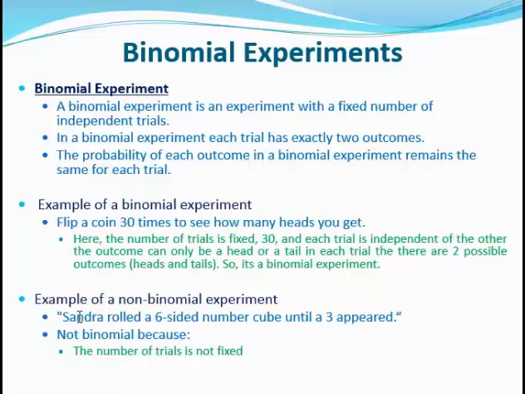What about this? Sandra rolled a six-sided number cube, in other words, a die, until a 3 appeared. Well, why is this not a binomial experiment? Now, of course, each roll is either going to get a 3 or not a 3, but the number of trials is not fixed. Maybe she'll roll a 3 on the first time, maybe it'll take until the 10th time. Because the number of trials is not fixed from the outset, it is not considered a binomial experiment.